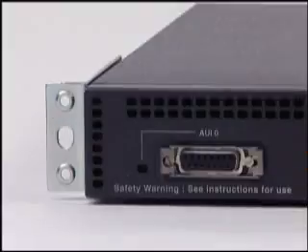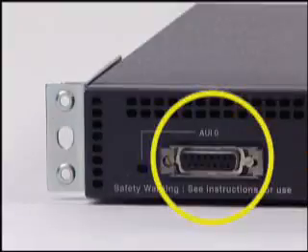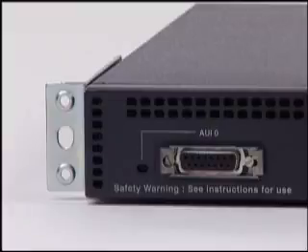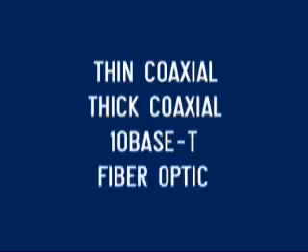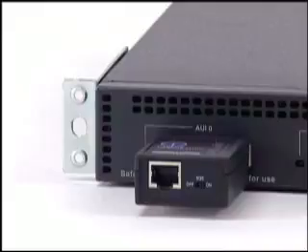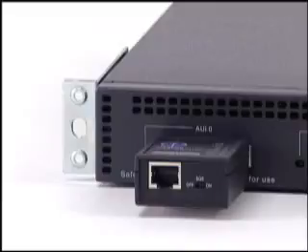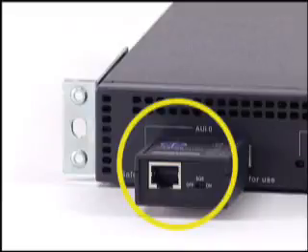The type of connection the Ethernet port uses is called an Attachment Unit Interface, or AUI. The AUI port allows us to attach a transceiver to it. Ethernet supports many different types of media, including thin coaxial, thick coaxial, 10BASE-T, and fiber optic. By using an AUI, which provides a universal connection, we can accommodate these different media types. We put a transceiver, like this one, on the AUI. If we need to change our media type, we simply change the transceiver rather than having to buy another router.